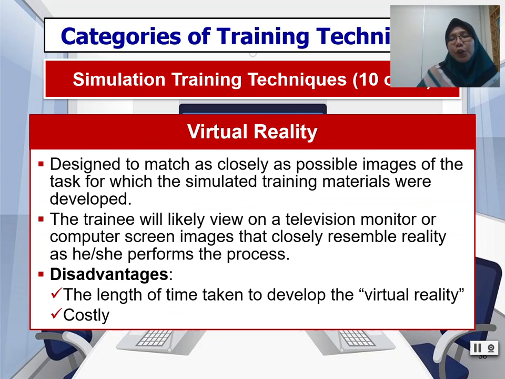Lastly, virtual reality. Virtual reality is designed to mesh as closely as possible images of the task for which the simulated training materials were developed. I'm going to give you an example of virtual reality simulation, like people learning how to fly a plane. They have that kind of simulation. This is what we call virtual reality, almost the real one. The trainee will view on a television monitor or computer screen images that closely resemble reality as he or she performs the process.